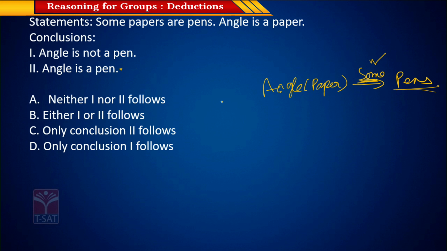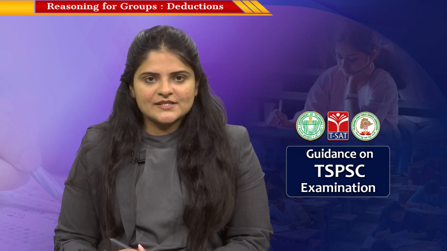So we cannot say that either of these conclusions follows individually. But either it is a pen or it is not a pen. So one of the two has to be true. So the answer option is B. Either 1 or 2 follows. Let's look at the next question now.